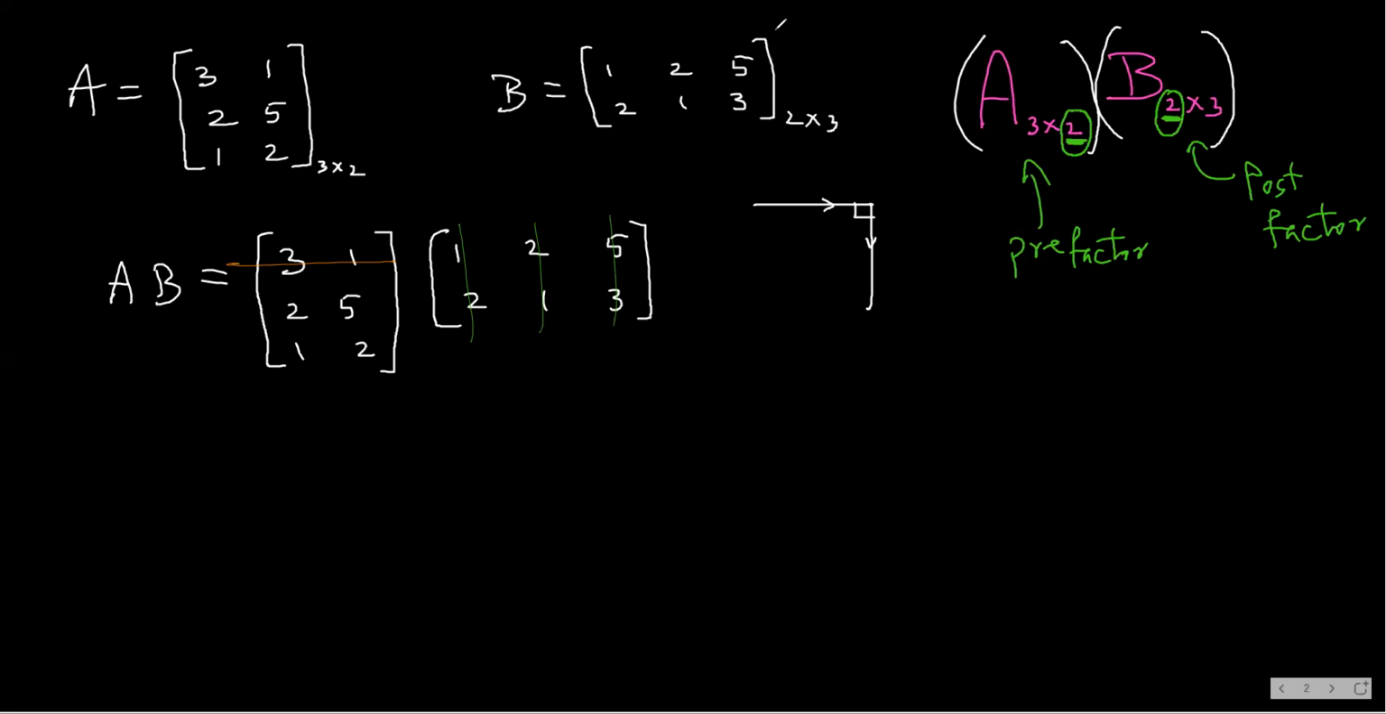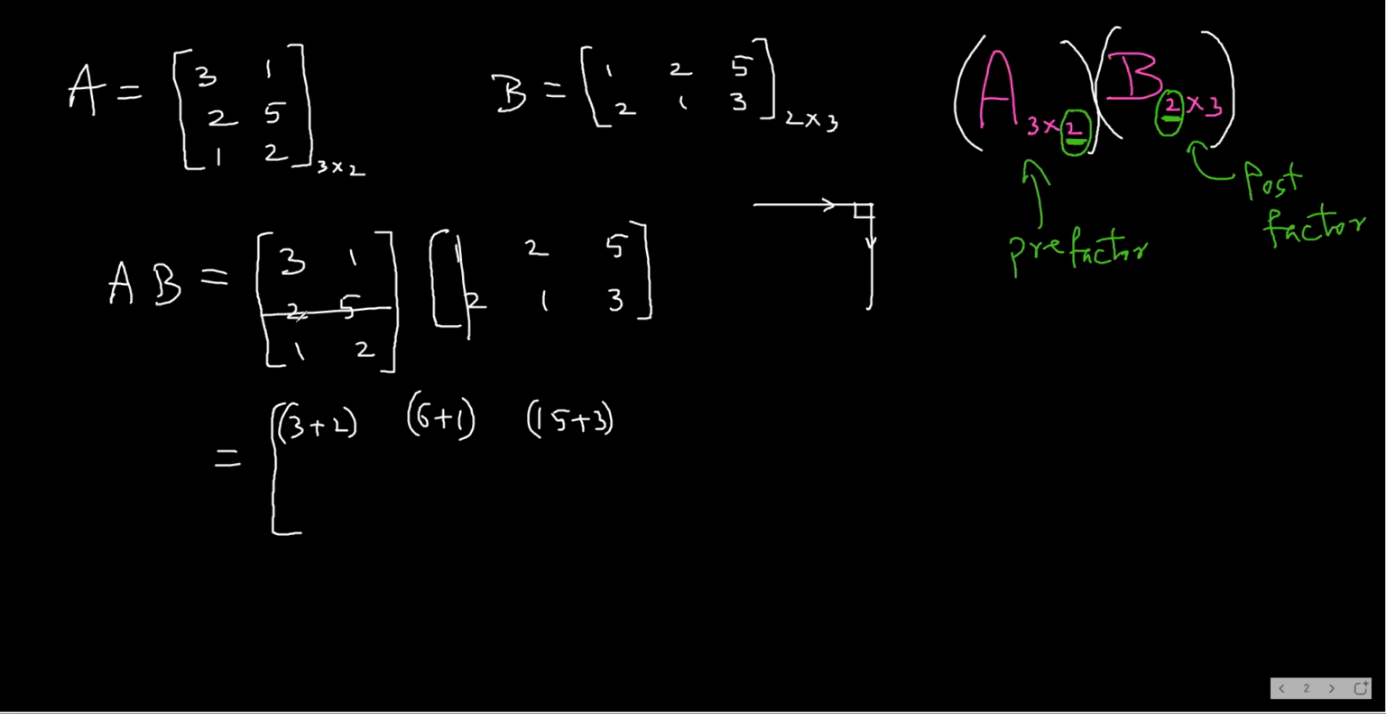So when I do that, I will get a matrix. First row, first column: 3 into 1 is 3, plus 1 into 2 is 2. First row, second column: 3 into 2 is 6, plus 1 into 1. First row, third column: 15 plus 3. Then I go for the second row.